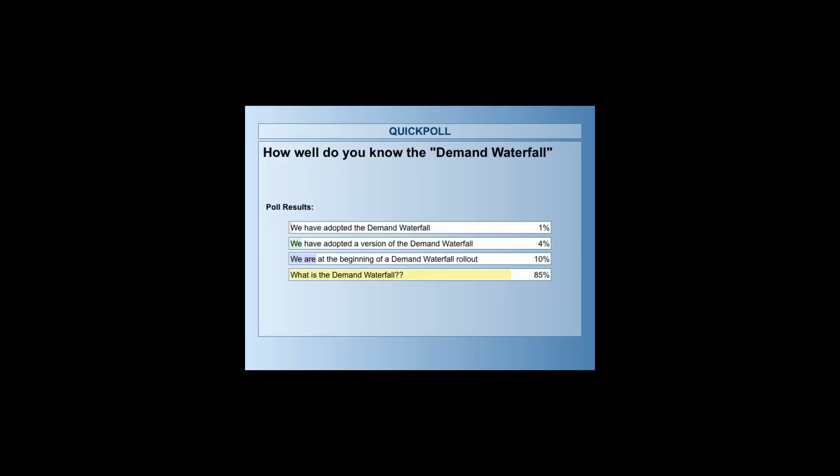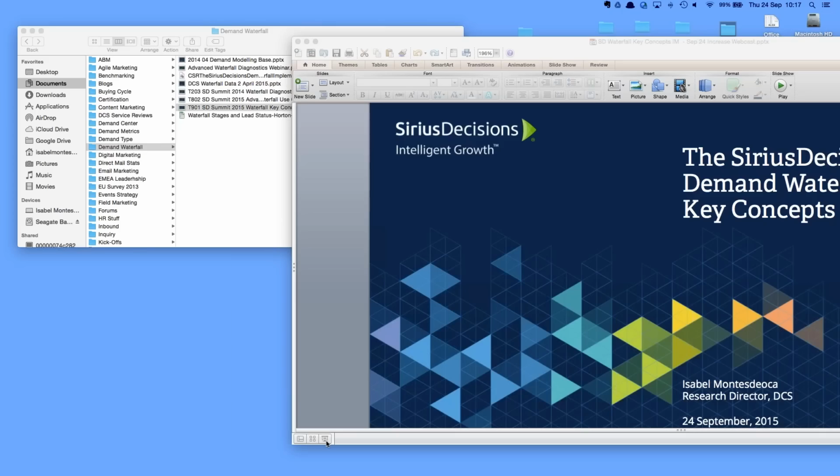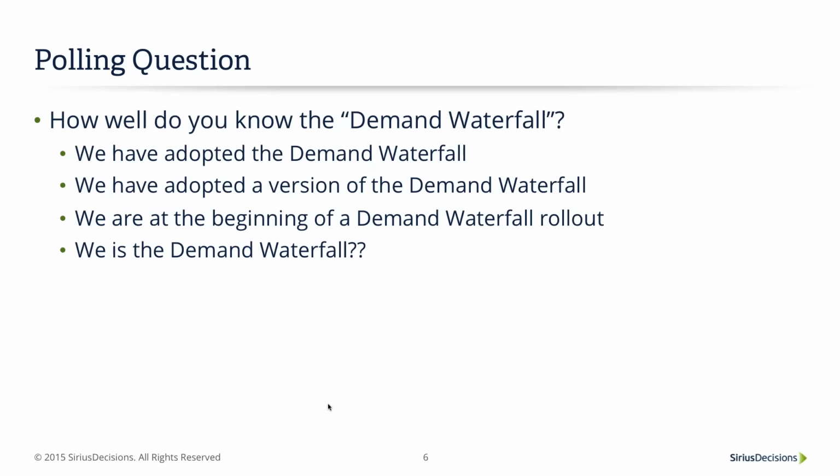Okay, perfect. What is a demand waterfall? Then you know what? I think you're in the right place. But we do have a couple of folks who are starting to get on the road to implementing the demand waterfall. So that's good as well. Hopefully, we'll give you some good tips and tricks towards the end in terms of that implementation to try and head off some pitfalls. So with that said, let's get on to the demand waterfall.